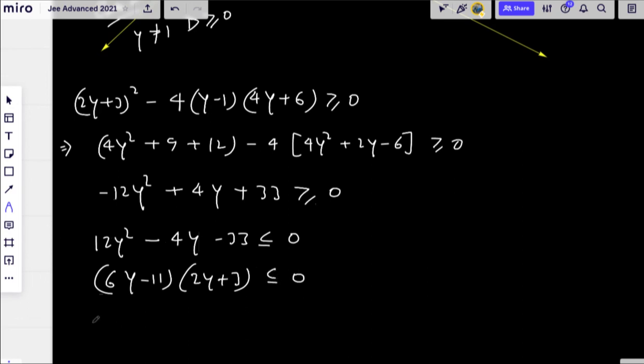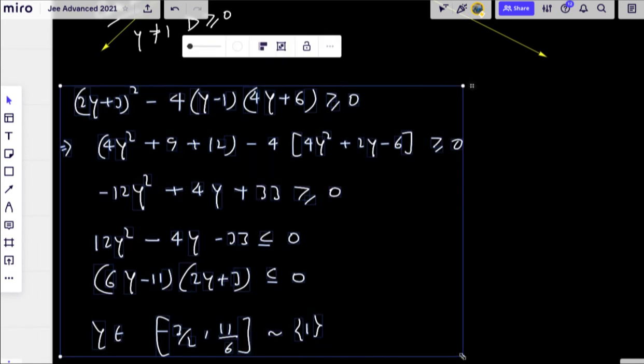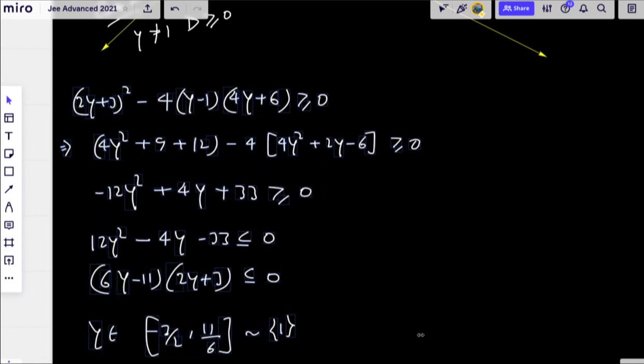Now using the wavy curve method, you can find the value is y from minus 3 by 2 to 11 by 6. We have to eliminate the term which is coming as 1. So 1 under curly bracket you have to eliminate, because y shouldn't be equal to 1. And in case 2, now let's see over here for case 2. Let's shrink this. This is case 1.